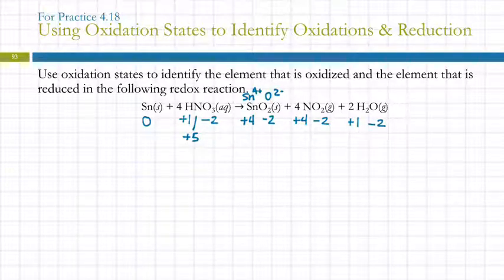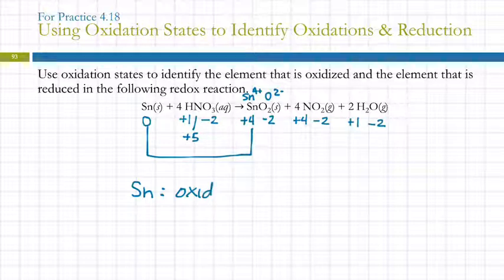Now that we have the oxidation states, we can look and see what is changing. Start with the first one. Here's tin, and there's tin. So going from 0 to +4, is that being oxidized or reduced? That's oxidized. So tin is oxidized because its oxidation state went up.